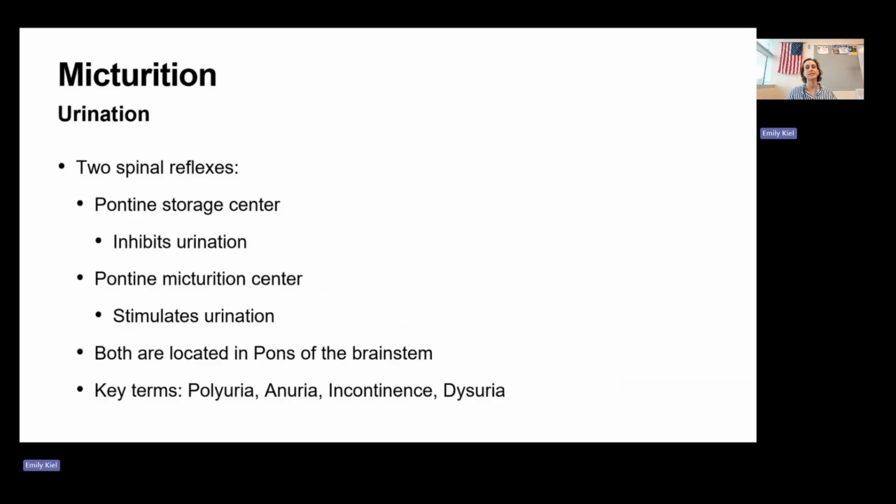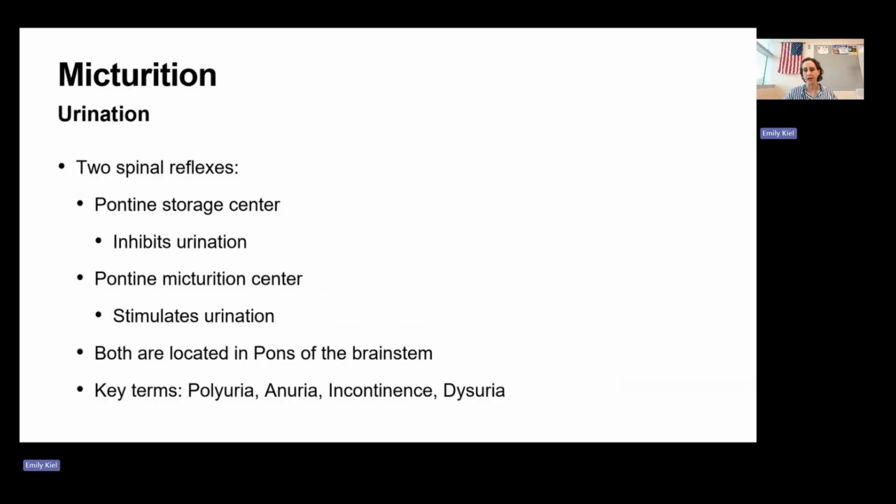Polyuria means excessively urinating. So you can see polyuria in diseases like diabetes mellitus, but we'll talk about diabetes insipidus as well. You can see it in diseases where you might have excessive corticosteroids like prednisone. And when I say excessively urinating, even more than that, it's excessive urine production, so more than usual.